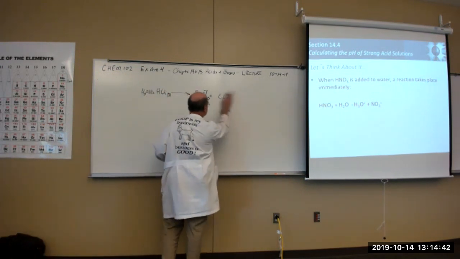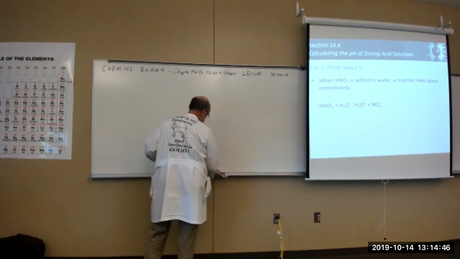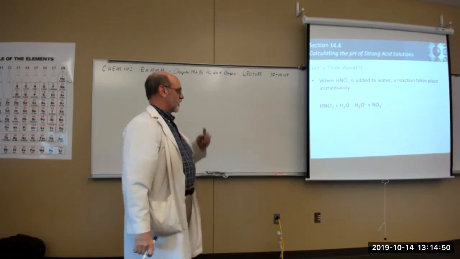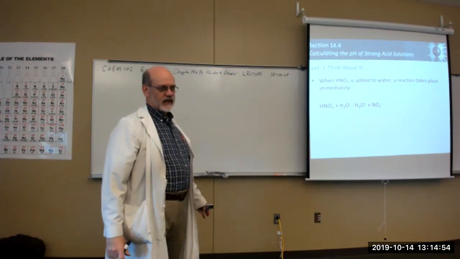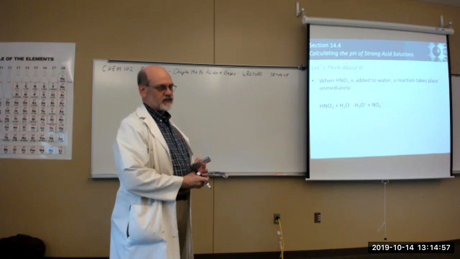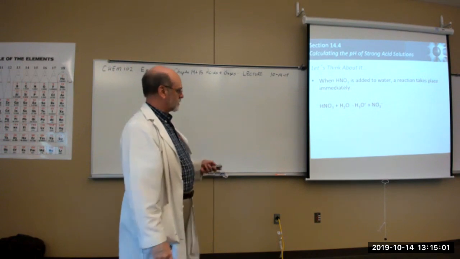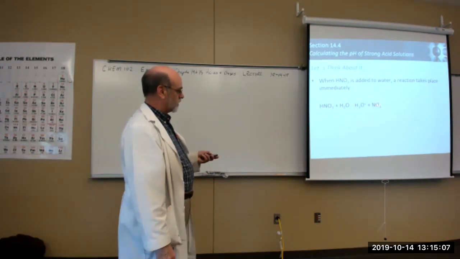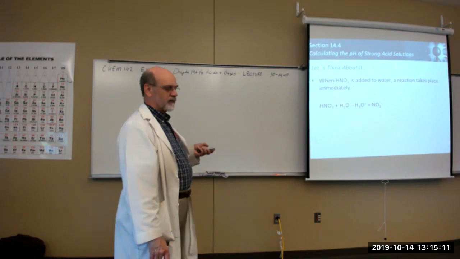So let's say we add HNO3 to water. What do we know about HNO3? It completely dissociates just like hydrochloric acid. HNO3 is strong, which means complete dissociation. So when it reacts with water, it gives you the hydronium ion plus the nitrate ion. Now this is what actually happens, right?